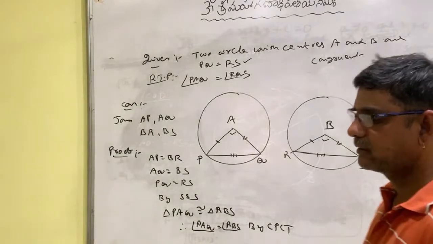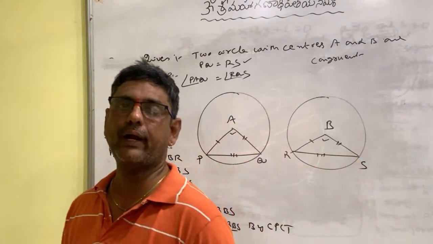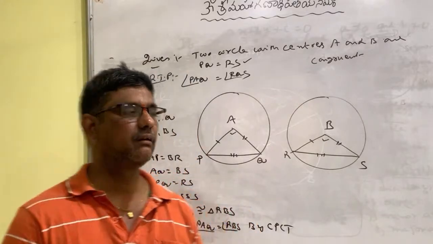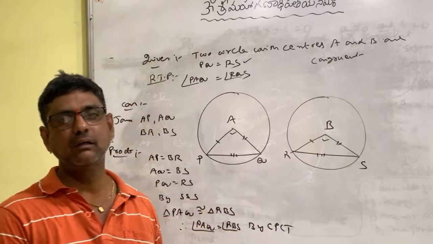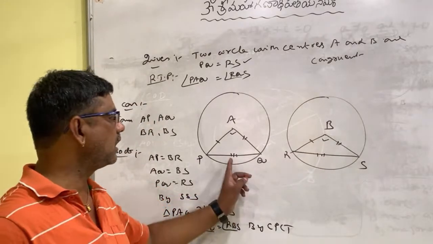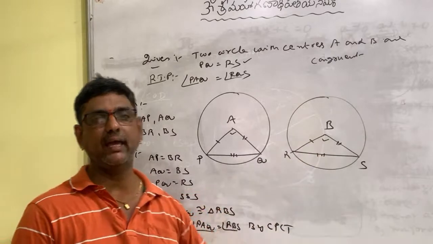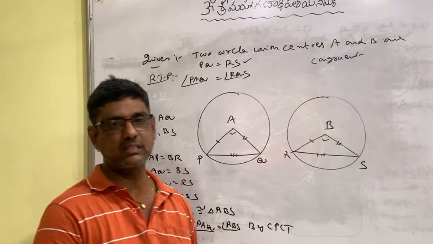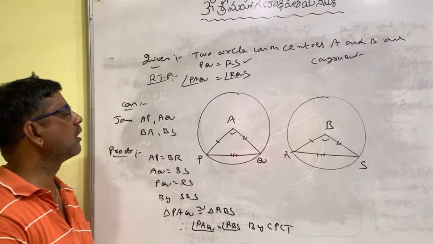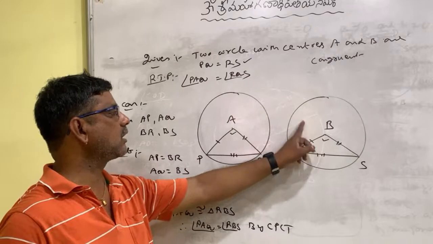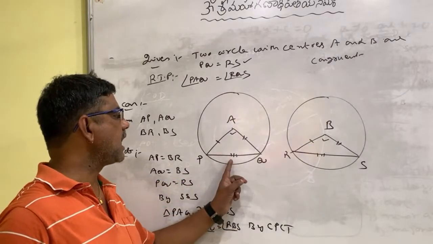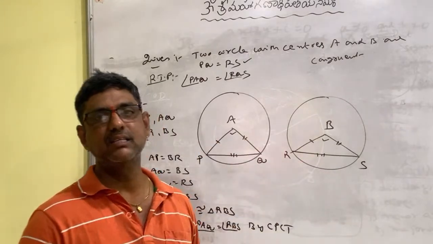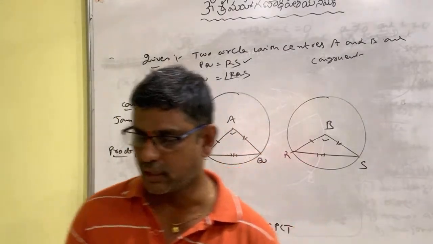So that means in two congruent circles, if equal chords are drawn, then they subtend equal angles at the center. These two are congruent circles, and chords PQ and RS are equal, so they subtend equal angles at the center. That is what you have to understand.